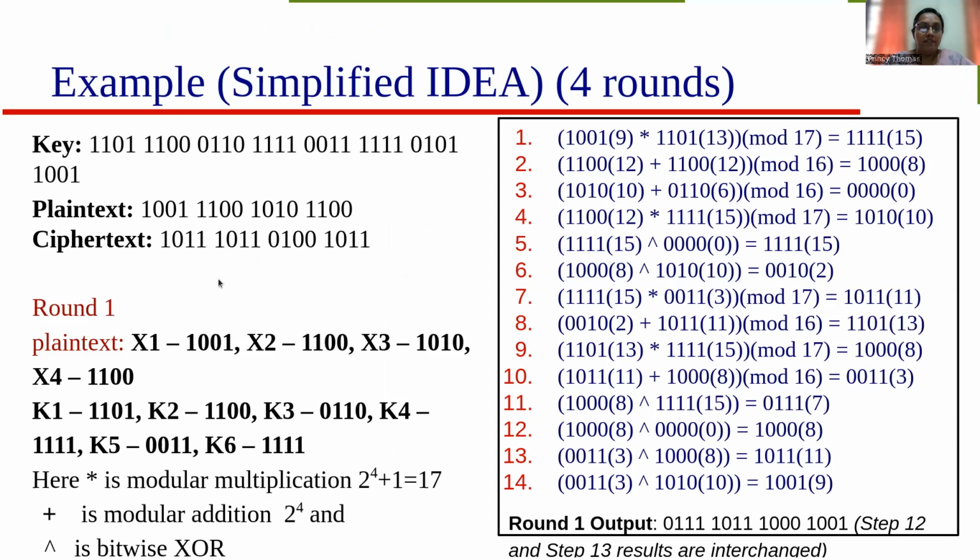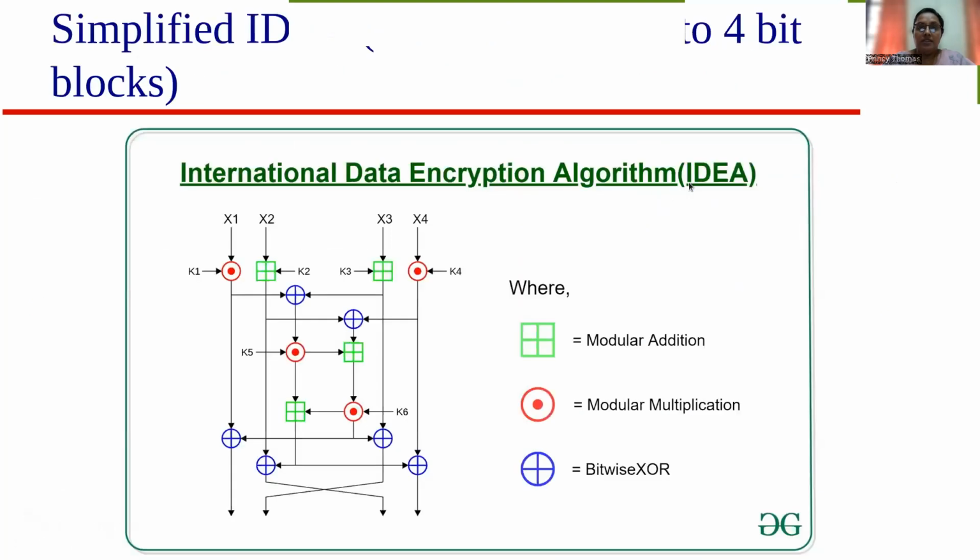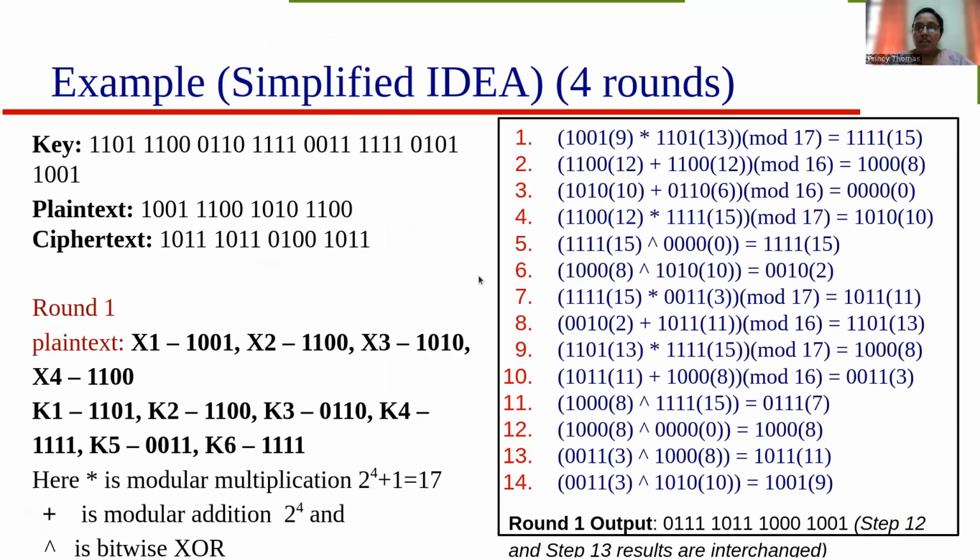So we have X2 1100, K2 1100, and both are 12. So modular addition with mod 16 will give you the output 8. Similarly, the next step is X3 modular addition K3. After that, X4 modular multiplication K4. So do each step, and when you have done each step, finally you have 7, 8, 11, 9.